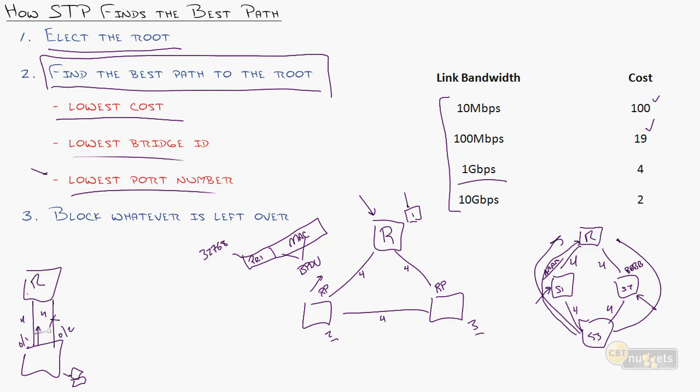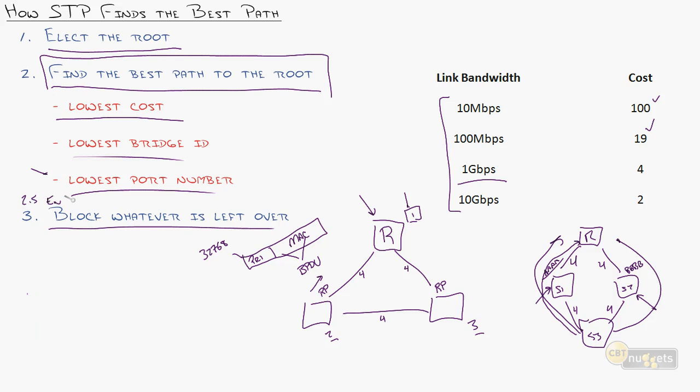You see? So this is all step 2. They're all trying to find the best path to the root. So those criteria right there are what allow them to find that way. Okay. Now, rule number 3, block whatever's left over. So once we've done this, once we find the best path, and I guess I should put step 2.5, enable one designated port.